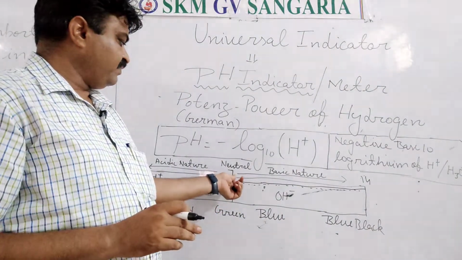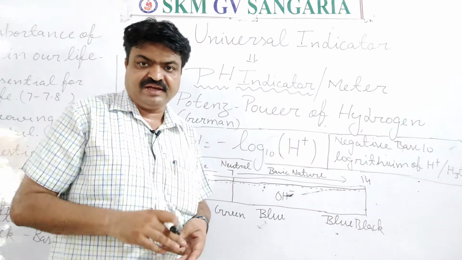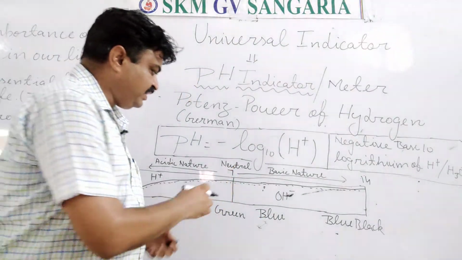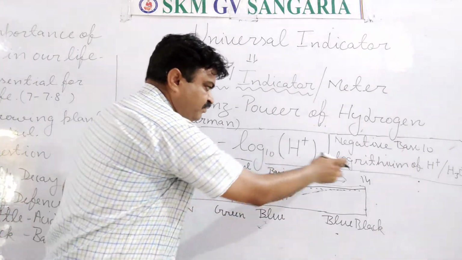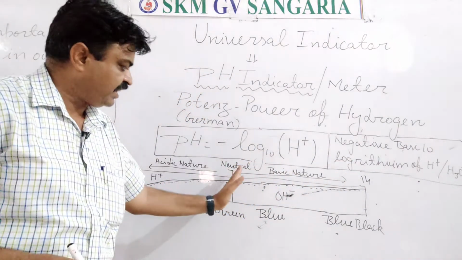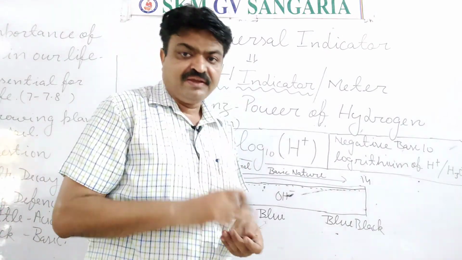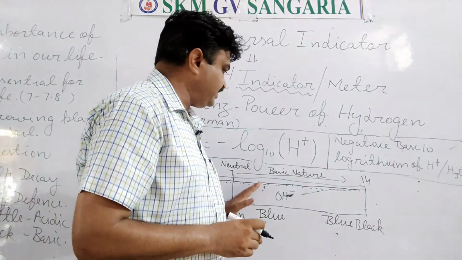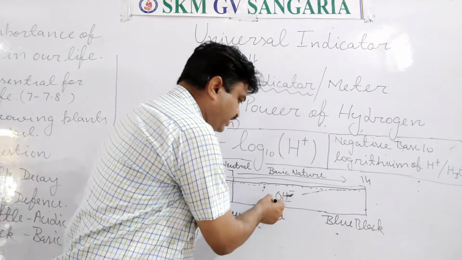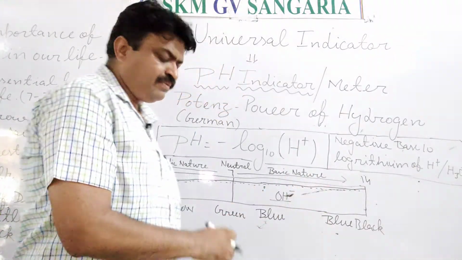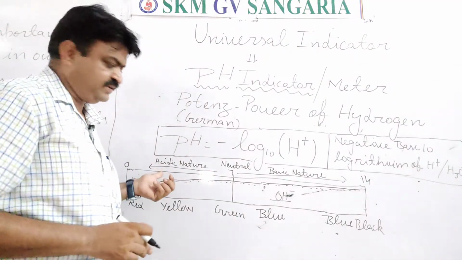But from here, at 7, the pH is neutral, it is considered neutral, student. And in this the pH is increasing from 7.1 to 14. So we can say that from 7.1 to 14 the pH is increasing. It means the basic nature is increasing, student, because in this the hydroxide ion concentration is increasing, but in the acid the hydrogen ion concentration is increasing.